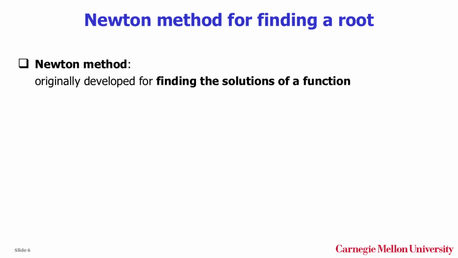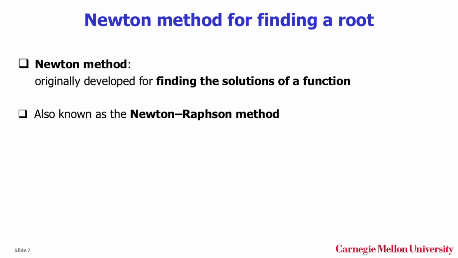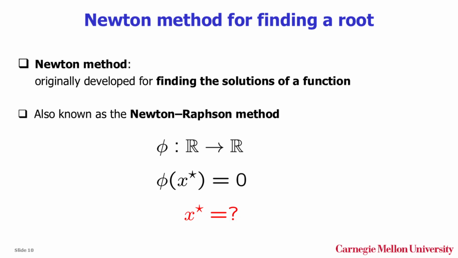Newton's method was originally not designed for minimization, but instead to find the roots of functions. This method is also known as the Newton-Raphson method. Let phi be a function that maps real numbers to real numbers. Assume that at some point x star, we have phi of x star equals 0. The question is, how can we find x star?